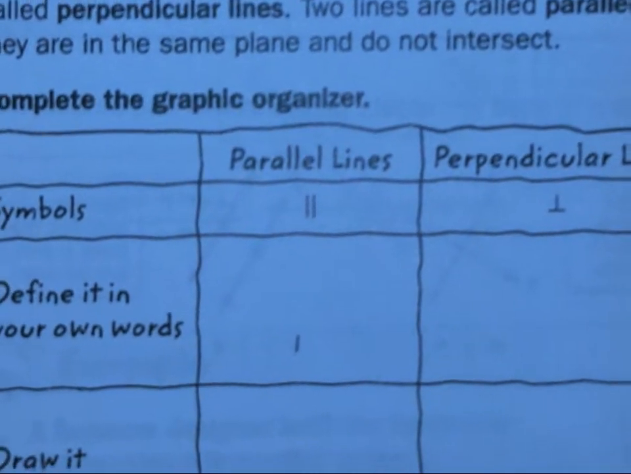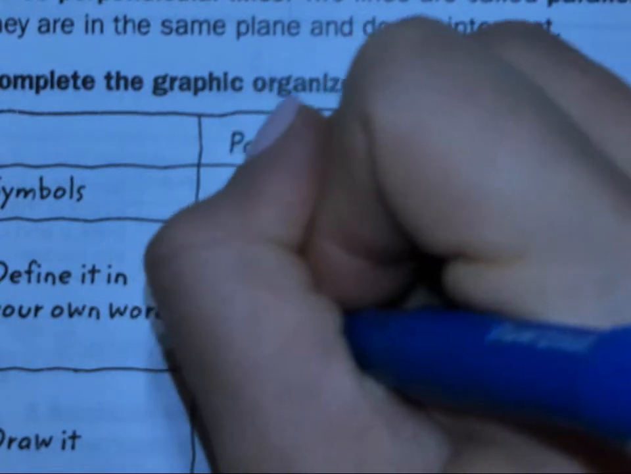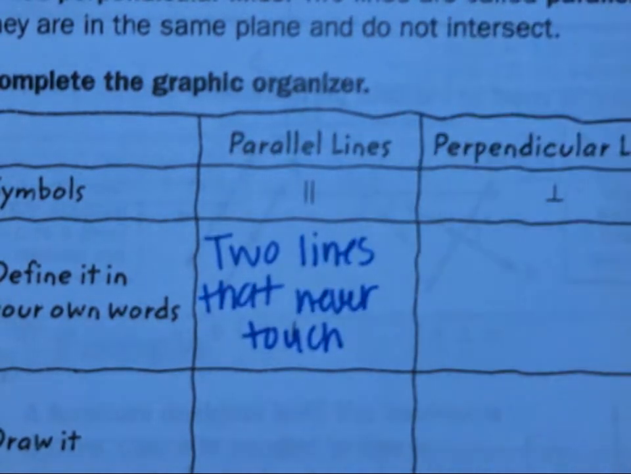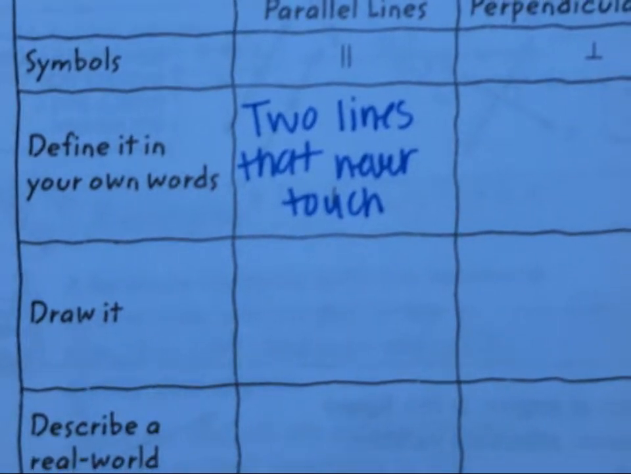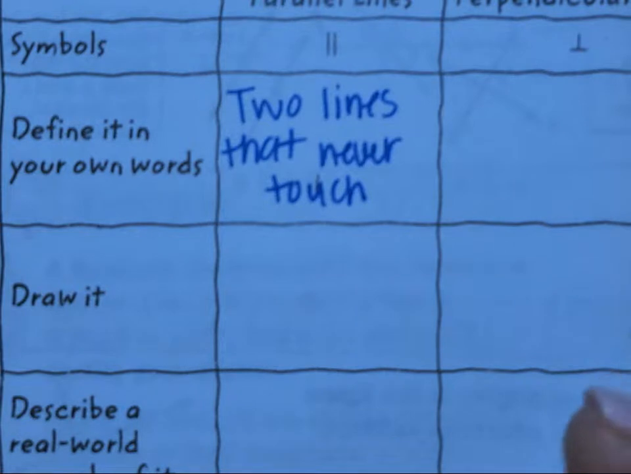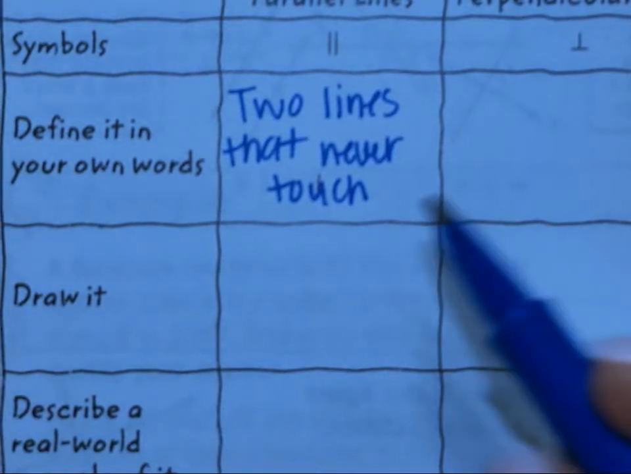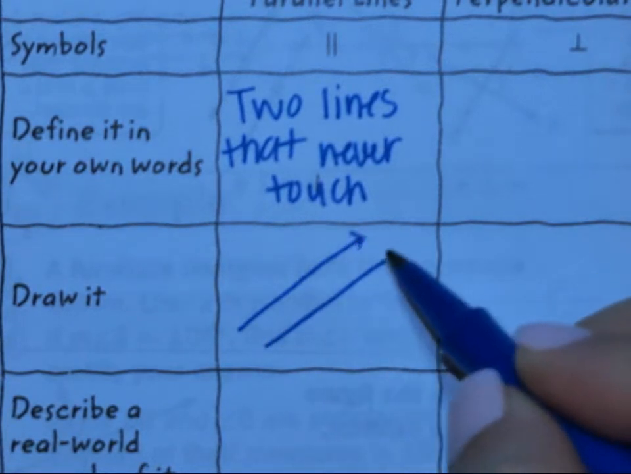Casey? Two lines that never touch, okay? So if I want to draw a set of parallel lines, how do you think that looks? Does it matter? Do they look a specific way? They can go in any direction, right? They just can never touch. So are those parallel? Yeah.